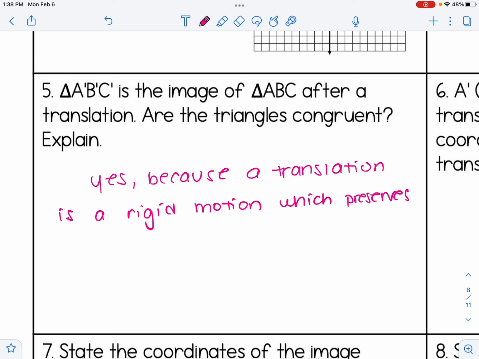which preserves, and we could say, distance and angle measure. We could say size and shape. I'll put size and shape here. And we could add to this if we wanted to, or write other variations of this idea. We could talk about how, since the sides and the angles are not changing, the triangles are congruent. We could put a little more detail in there. We could talk about how congruent triangles mean they are the same size. All of that means the same thing, it's just a little bit different phrasing.